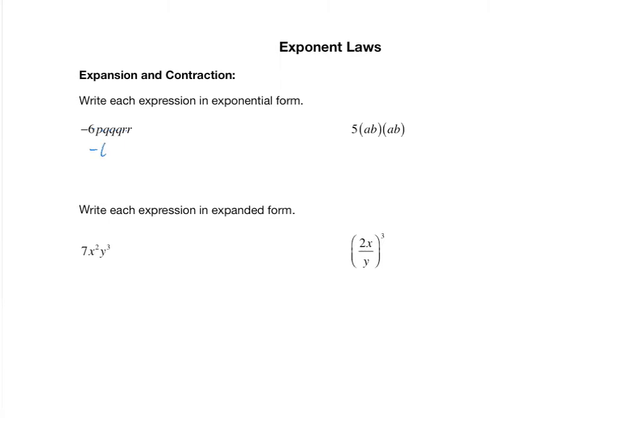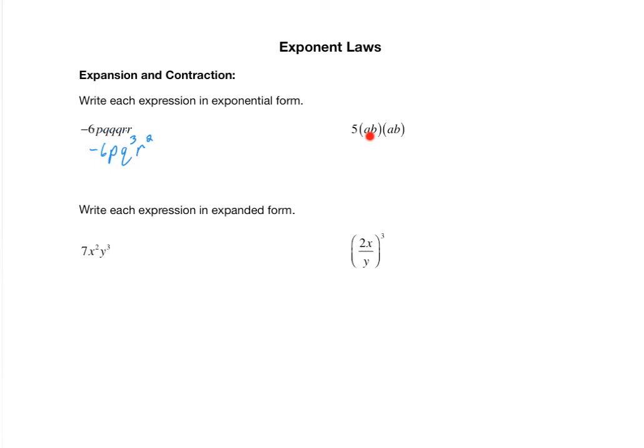Well, there's only one -6 factor, so I'm just going to write that. There's only one p factor, but then there's 3 q factors. So instead of writing q times q times q, it's simpler to write q to the third power. Instead of writing r times r, people would typically write r to the second power, or r squared. This is the exponential form of this expression. When you write something in exponential form, you are contracting it. Let's do it with this one over here as well. So the factors we've got here are 5.